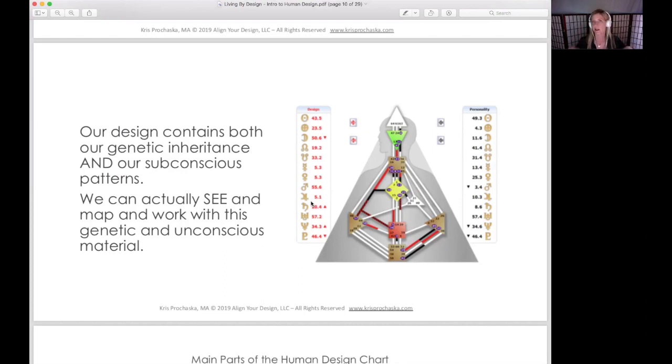I've done everything. I've done every tapping. I've done every past life regression. I've done all of these things. I can't seem to shift this pattern or this belief. I'm willing to bet anything it's because it's in your design. And you can't change the design, but you can change your experience and expression of the design.